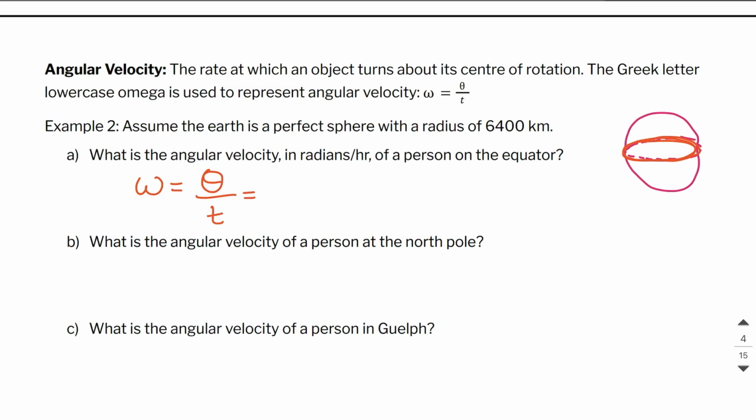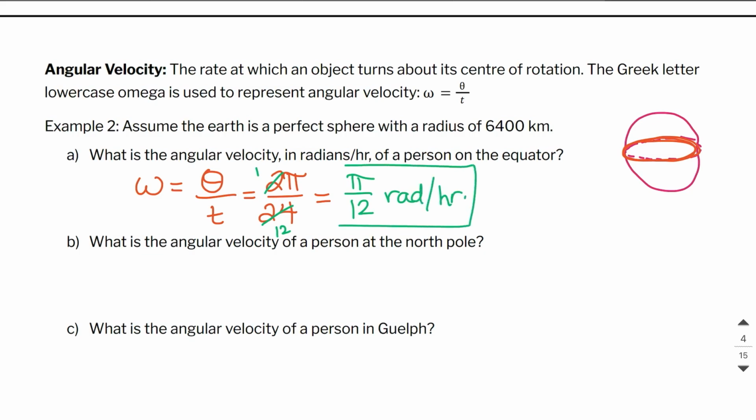Well, here, this is completing a full revolution, which is 360 degrees, which in radians is 2 pi, and I'm dividing that by 24 hours. So when I reduce this right here, this would end up becoming pi over 12 radians per hour. That is the angular velocity. It means every hour you're covering pi over 12 radians. It doesn't matter how large or small the sphere is, it will always be pi over 12.